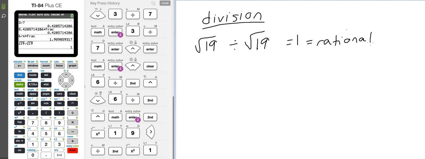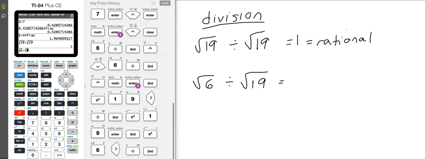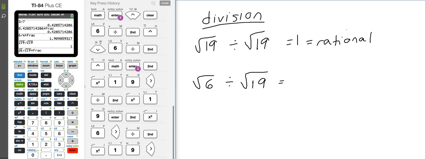So we have the quotient of 2 irrational numbers giving us a rational number. Now let's try a scenario when we're going to get an irrational number when we're dividing 2 irrational numbers. We're going to have the square root of 6 divided by the square root of 19. We can try this on the calculator. Will we have a rational number or an irrational number? Square root of 6 divided by the square root of 19. Let's see, math, frac, enter. The calculator could not convert this quotient into a fraction, and therefore it is irrational.